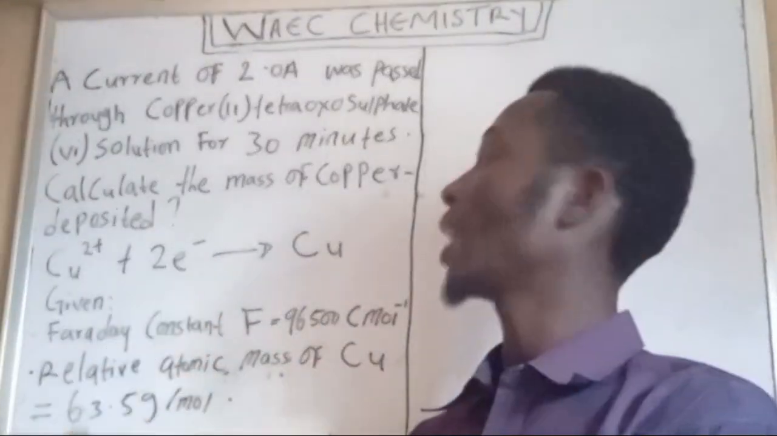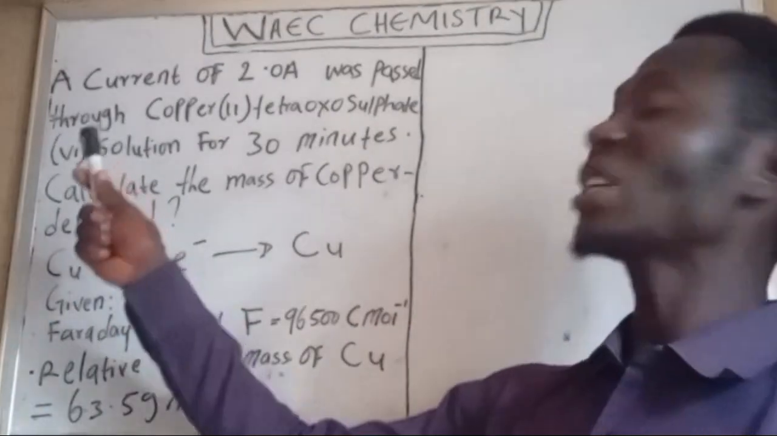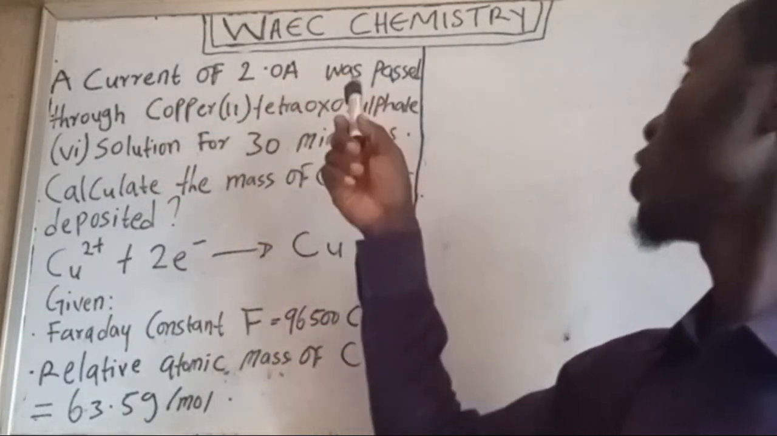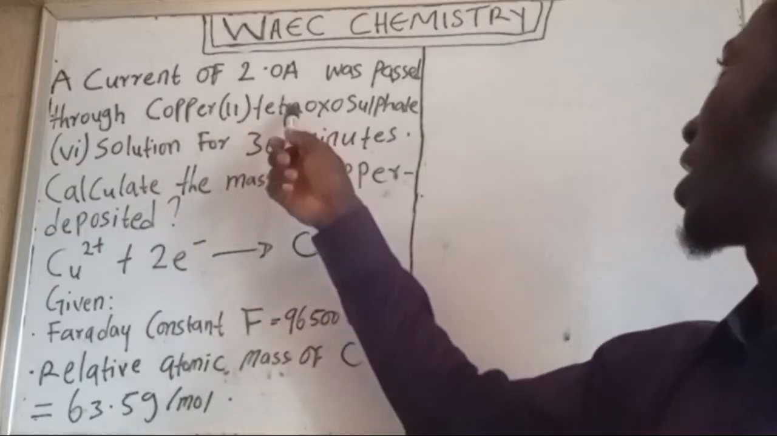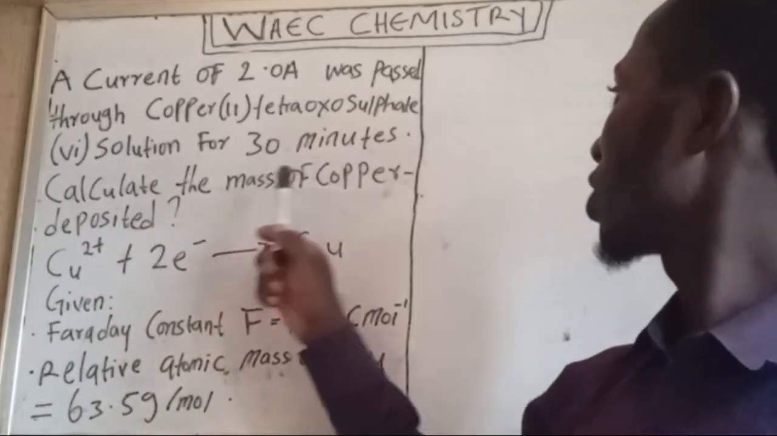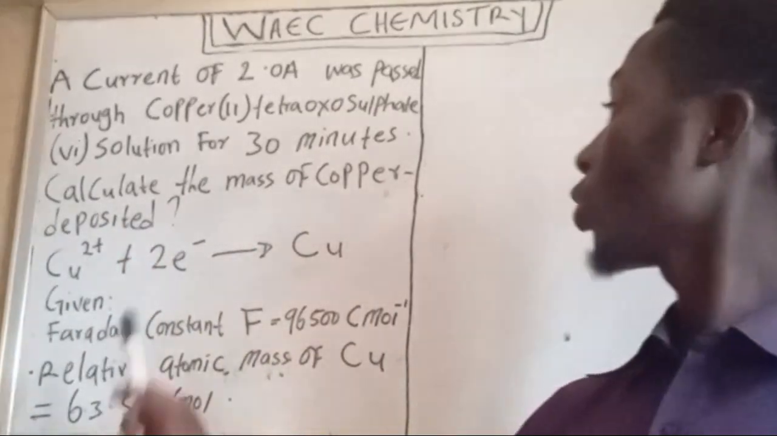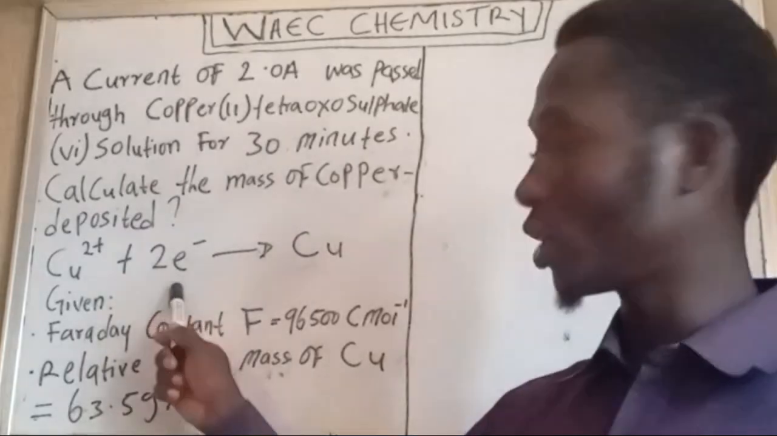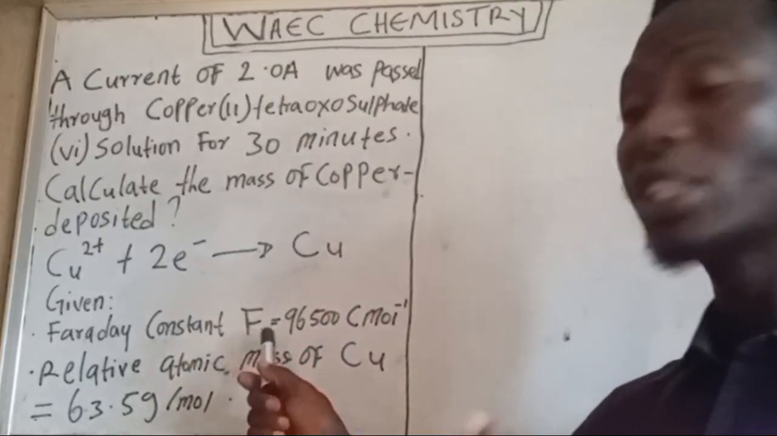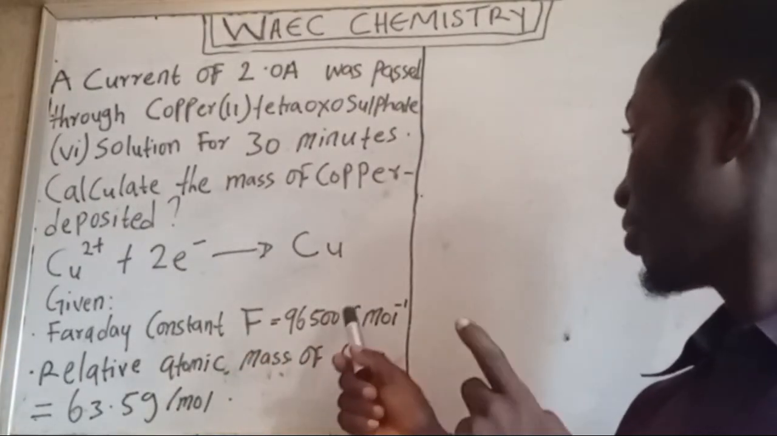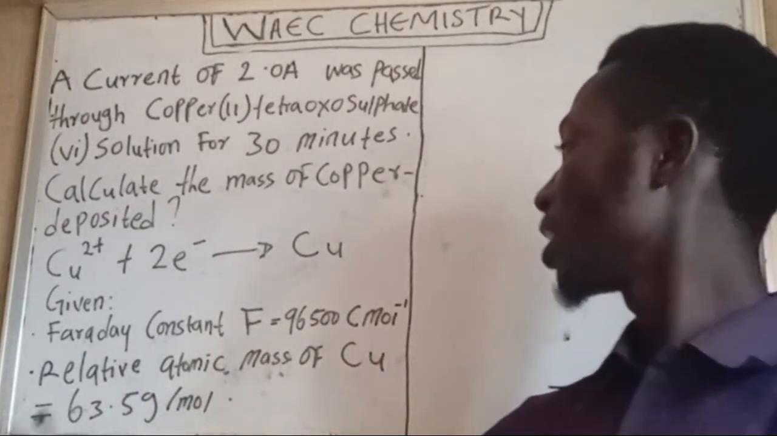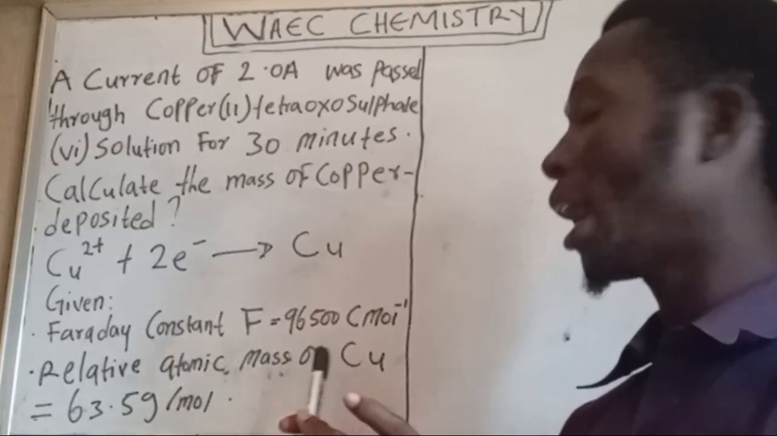So now let's go ahead and see what the question is saying. The question says that a current of 2.0 ampere was passed through copper(II) tetraoxosulfate(VI) solution for 30 minutes. Calculate the mass of copper deposited. Now we have Cu2+ plus 2 electrons giving us neutral copper. Given the Faraday constant F is equal to 96,500 coulomb per mole, and the relative atomic mass of copper is 63.5 gram per mole.